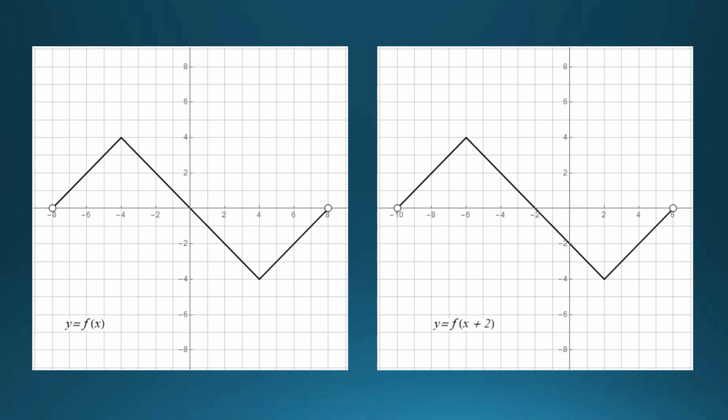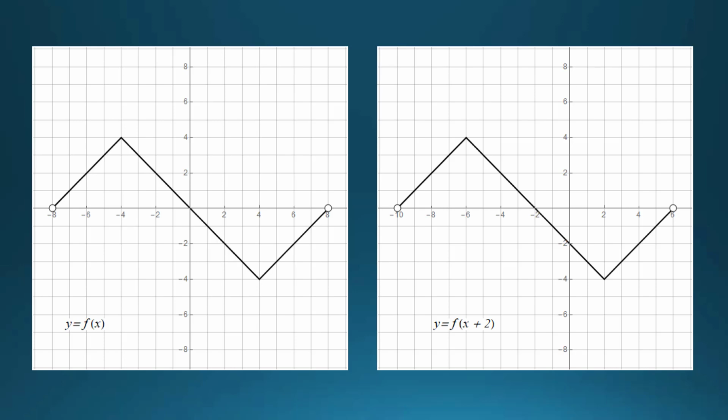So again, I'm running through a mental checklist to see, what am I looking at? I look at the length of the domain and the length of the range, and as before, that hasn't changed. The original function had a domain that was 16 units long, and the other one does as well. The original function had a range that was 8 units long, and the other graph does as well. And so that rules out any kind of expansion or compression.